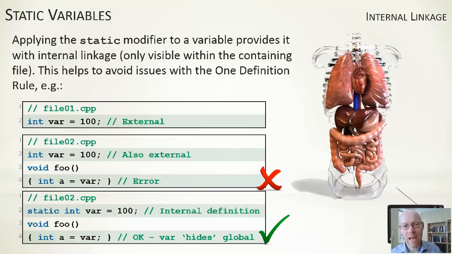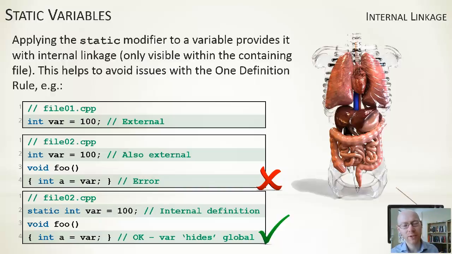At the minute we have broken our one definition rule. These things will not link together because file01 declares a global called var and file02 declares a global called var. And you have a conflict. File03, should it exist, doesn't know which of the two vars is the one that is going to be used. So we can't get around this. This would be a problem.